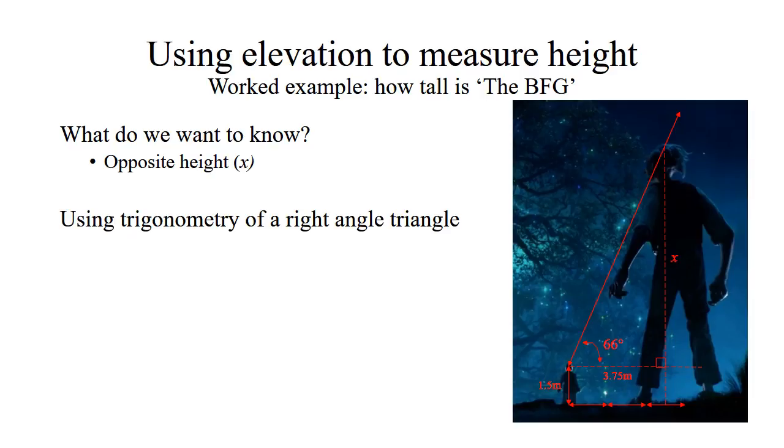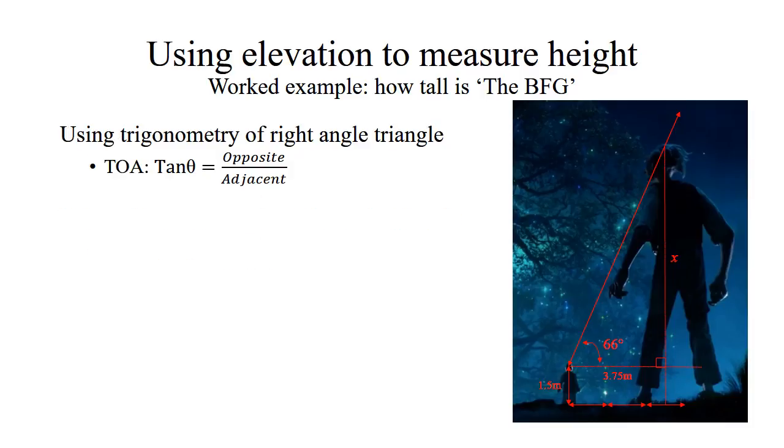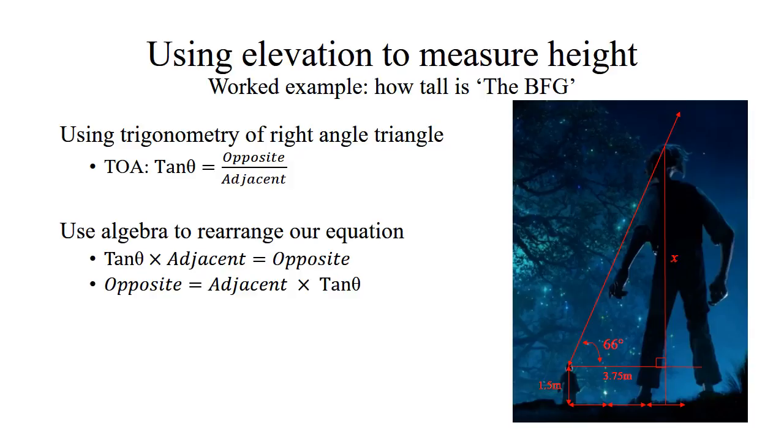How are we going to do this? Remembering back to the trigonometry review that we just covered, we're going to use TOA, so tan theta is the opposite over the adjacent. In this particular format, it's a bit difficult to actually picture what the opposite measurement is going to be, so I used some algebra to rearrange the equation. I multiplied both sides by the adjacent, and this gives us that tan theta multiplied by the adjacent is equal to the opposite. Therefore, the opposite is equal to the adjacent times tan theta.